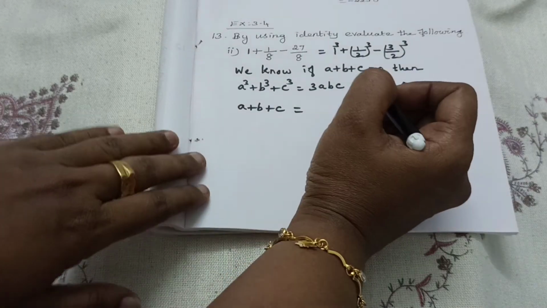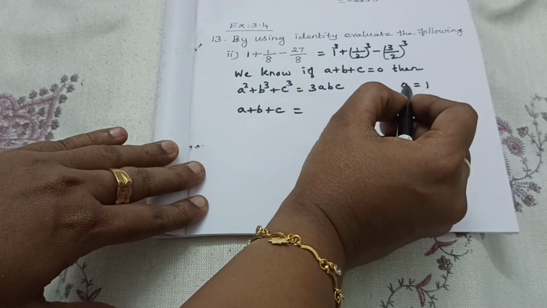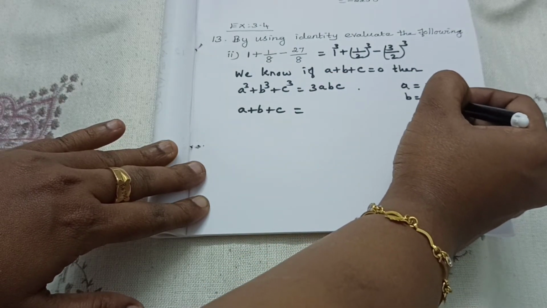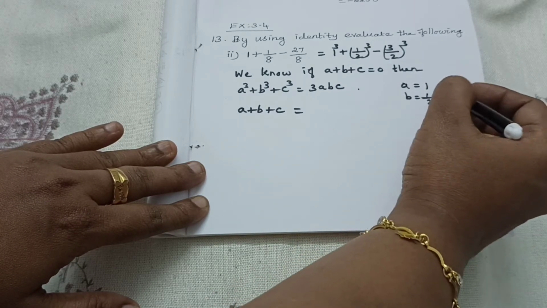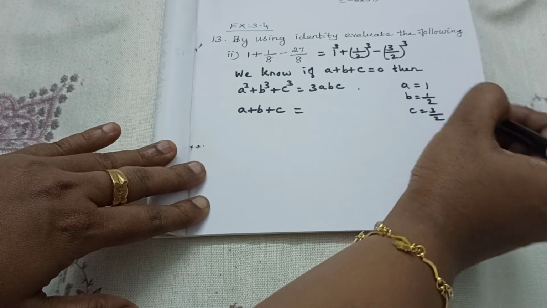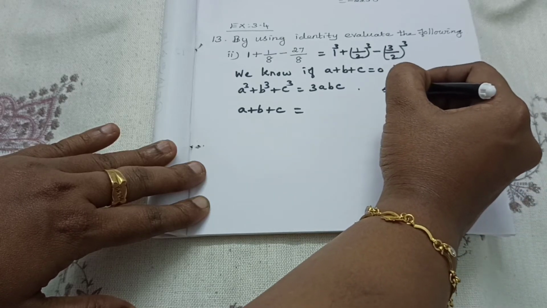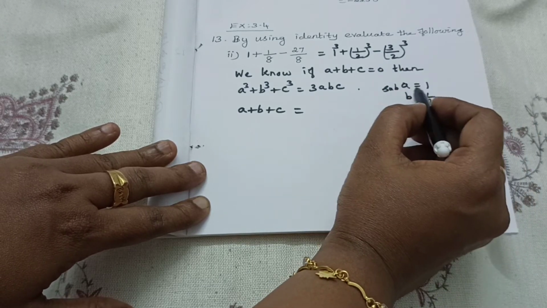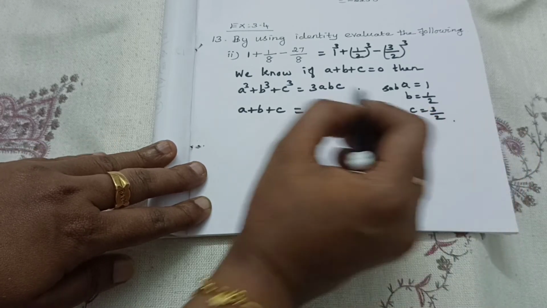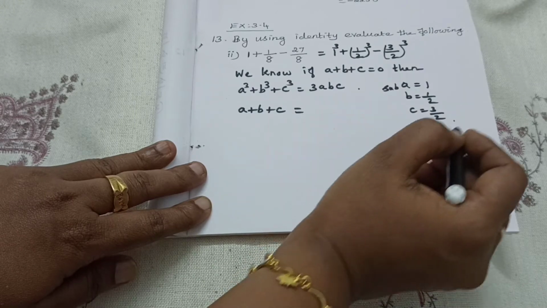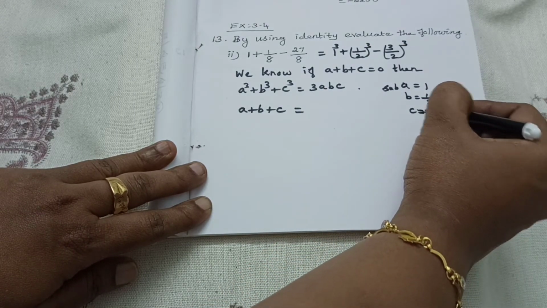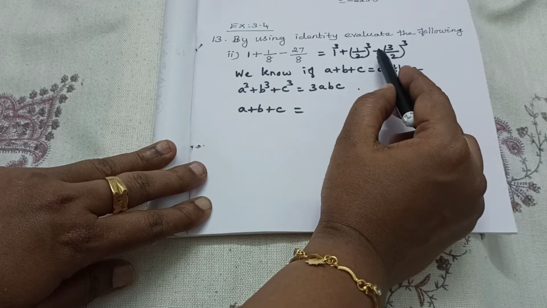Okay. Then from here a is equal to 1, b is equal to 1/2, c is equal to 3/2. Okay. Here we have to substitute. Substitute a = 1, b = 1/2 and c = 3/2. Shall we substitute here? Here c is equal to −3/2. Okay, minus also is given here.